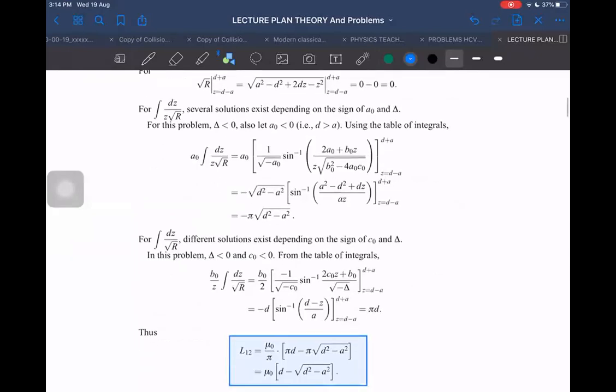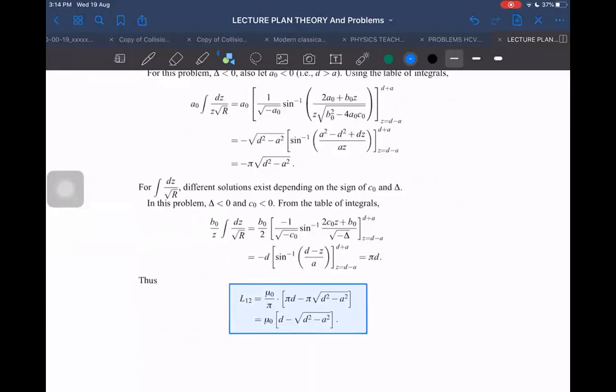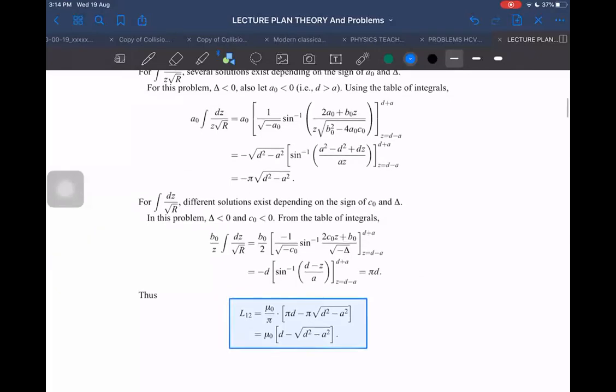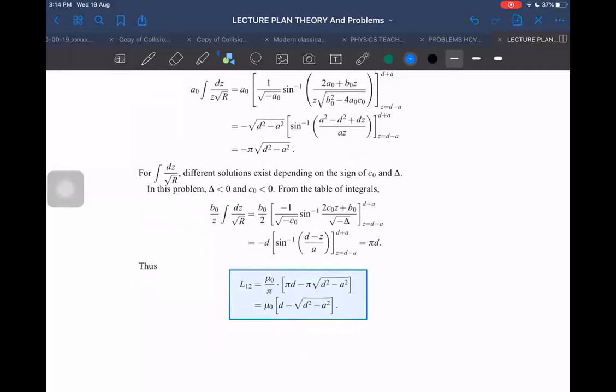It is too complicated, I think, for you to even see. First I was thinking maybe by seeing it you will understand something, but no, it is really too complicated. Although the last answer is simple only, it is not that tough. See, mu naught upon pi into pi d minus pi root of d square minus a square, and that is just equal to mu naught into d minus root of d square minus a square.